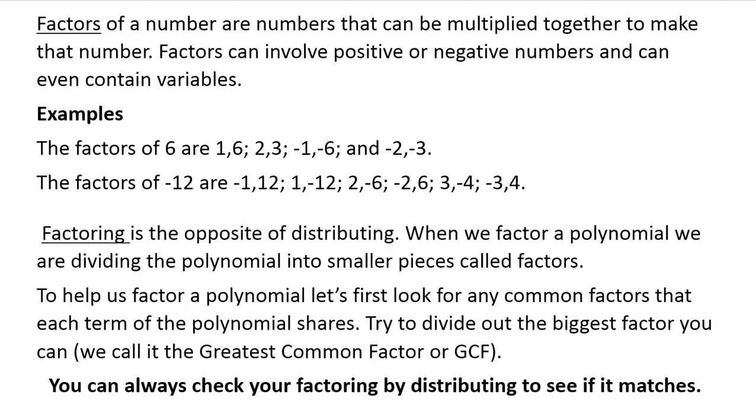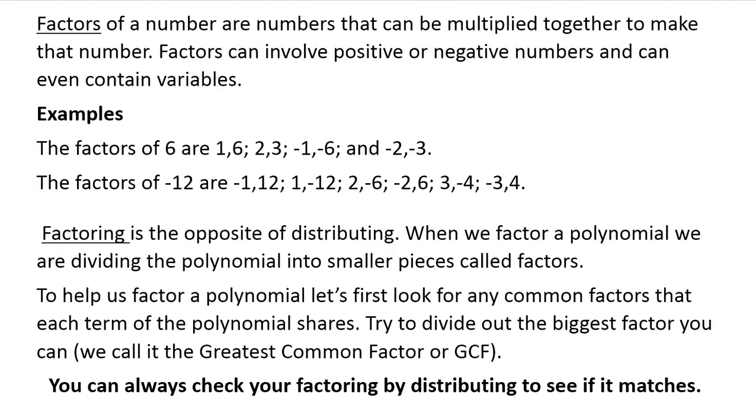So factors of a number, for example, are simply numbers that can be multiplied together to make that number. Okay, and they can involve positive, negative numbers. Of course, they could even contain variables if we had some kind of expression with variables in it. So again, really basic example, the factors of 6. So we're looking, hey, what numbers can multiply to make 6? Well, 1 and 6, 2 and 3, right? Not very many. You could also have -1, -6, -2, -3. Factors of -12. You can see the list there, all right?